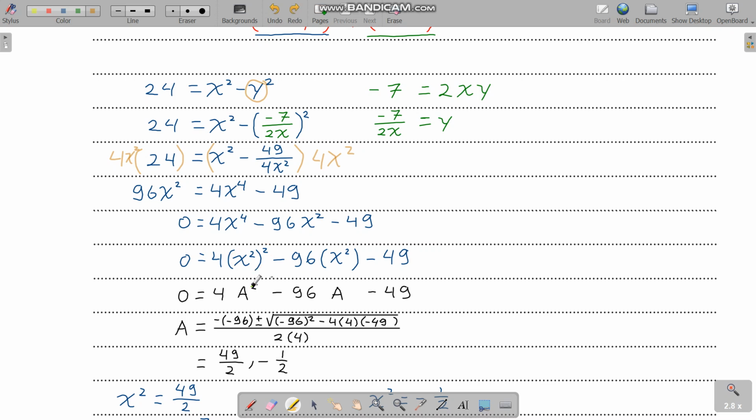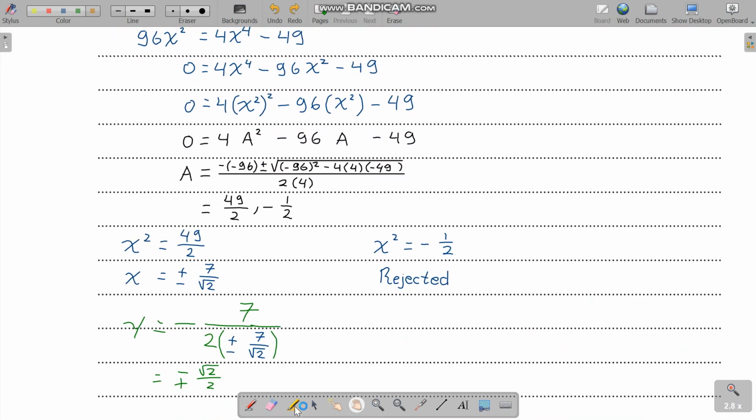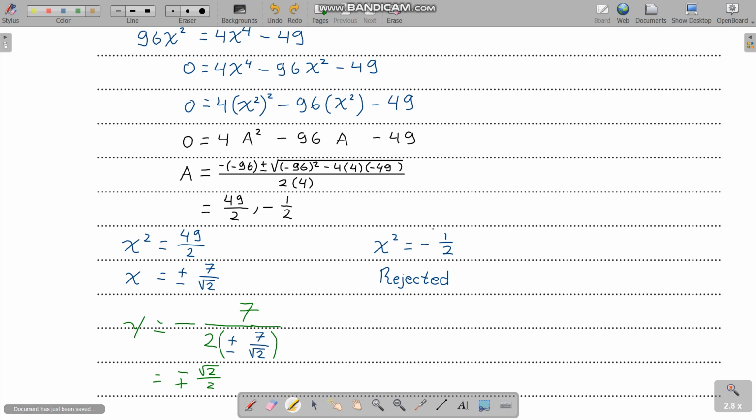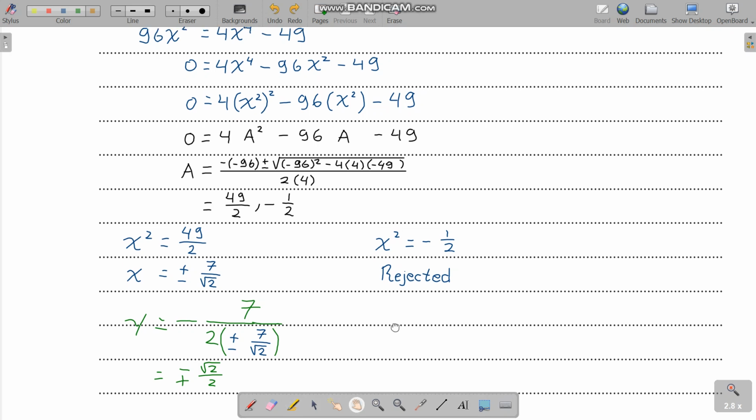So we have 4a squared minus 96a minus 49. And we can use the quadratic formula, minus b plus or minus the square root of b squared minus 4ac, all over 2a. And using a calculator, we get 49 over 2 and minus 1 over 2. So remember the a is actually x squared. So x squared is 49 over 2. We take the square root, we get plus or minus 7 over root 2. And from the other value, if we take the square root, we're going to get the square root of a negative number, which is imaginary. So this is rejected because x and y should be real.